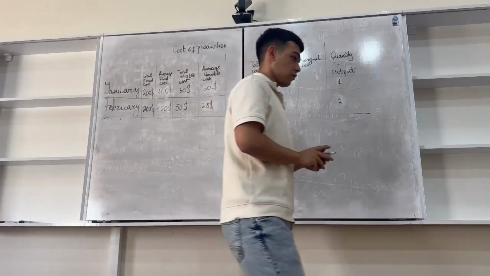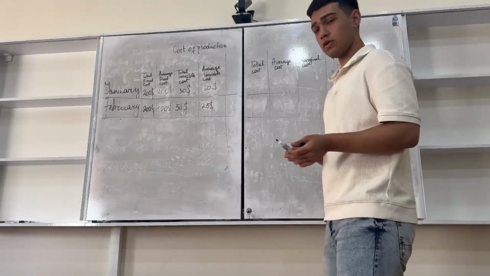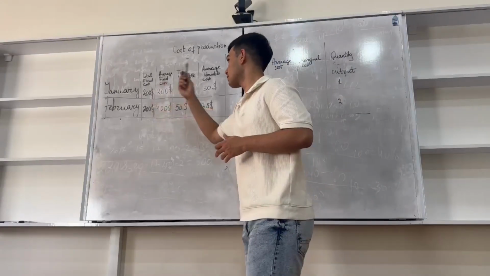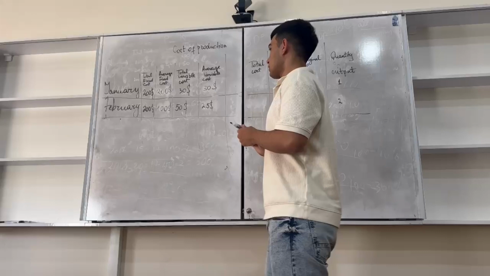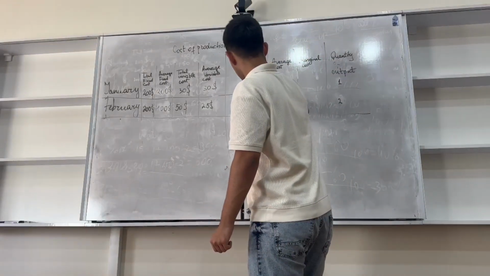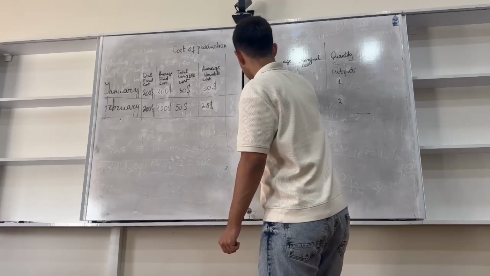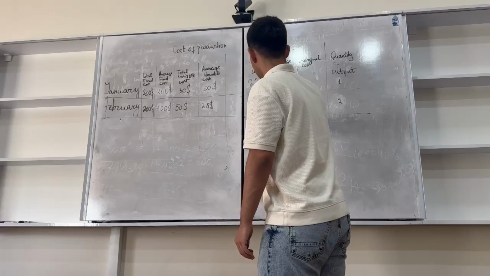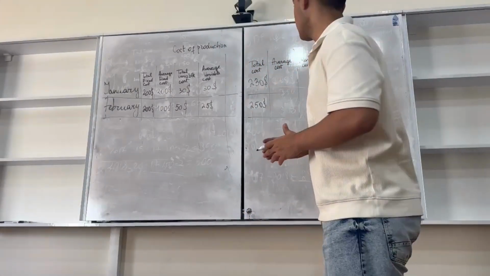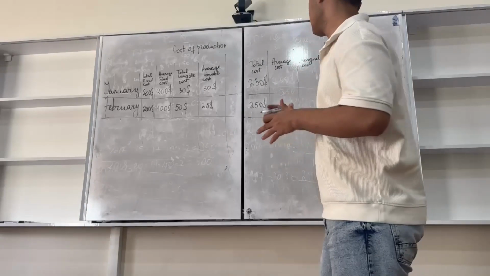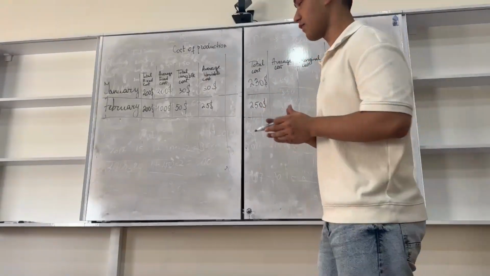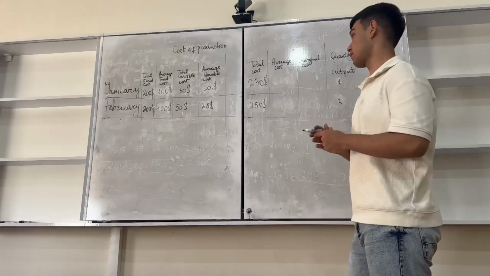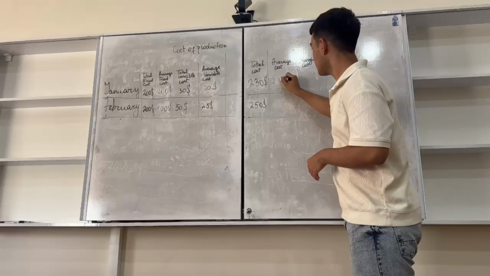After that, we should find total cost, and the total cost formula is easy: total fixed cost plus total variable cost. Average cost is total cost divided by quantity of output. The total cost of January will be $230.